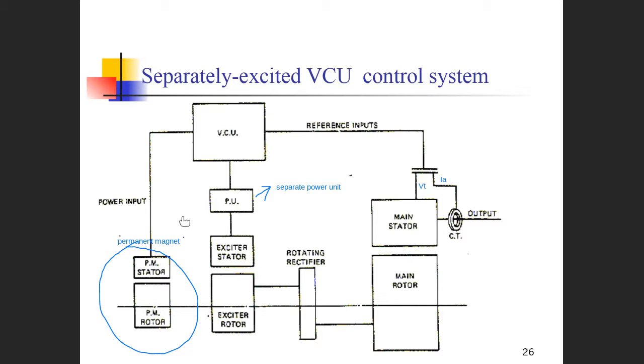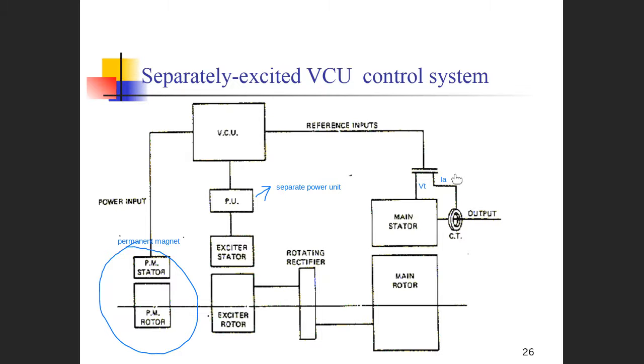Also, you can use batteries here. It doesn't matter. Anyway, this is a typical separately excited generator. So we have the separate power here. These powers supply the power to the voltage control unit, and also supply power to the exciters here.